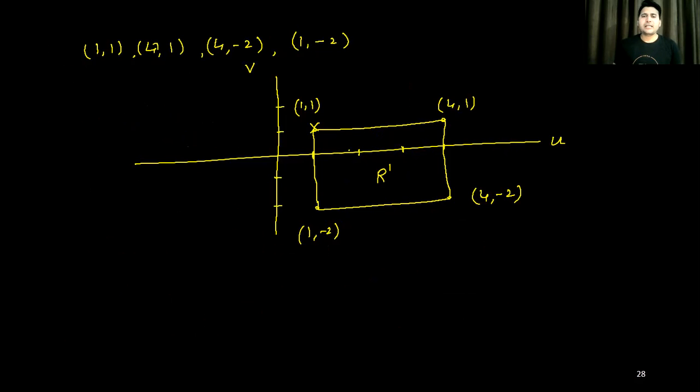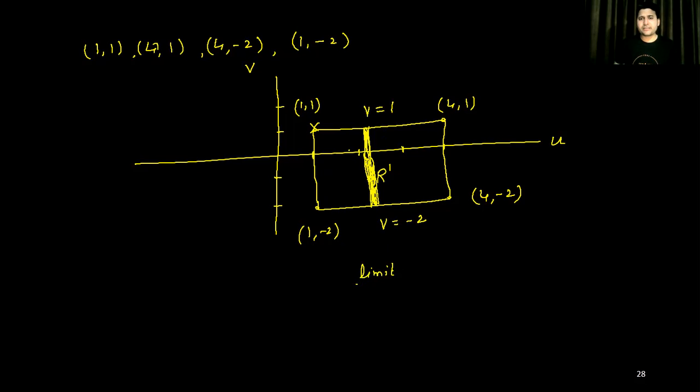Now, the last thing, we need to find the limits. I am taking a strip parallel to V axis for finding the limits. We have done in the previous lecture how we can find limits from a region. I'm using the same concept. This is the line V equals minus 2 and this is the line V equals plus 1. So the limit of V will be minus 2 to 1, and for U, this point is 1 comma 0 and this point is 4 comma 0. So the limit of U will be 1 to 4.